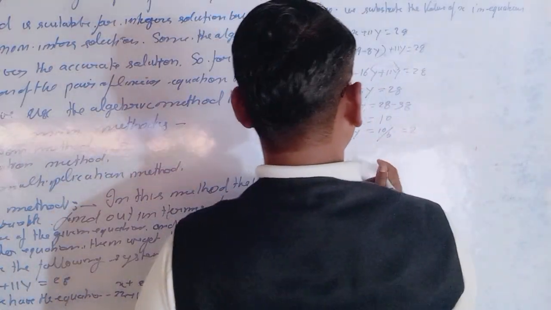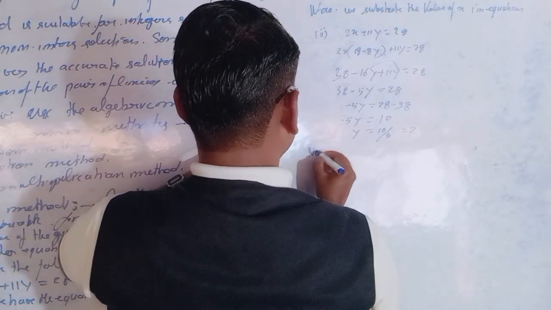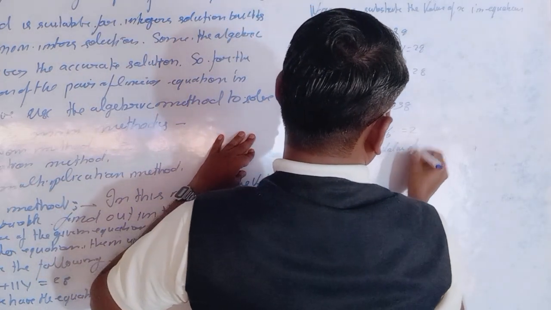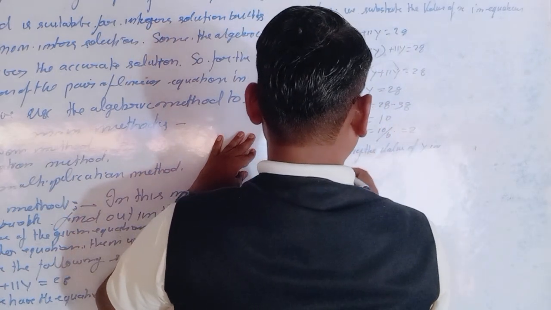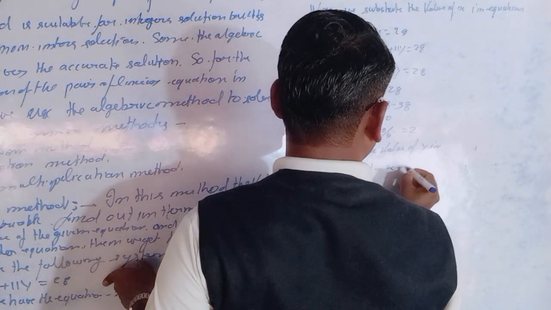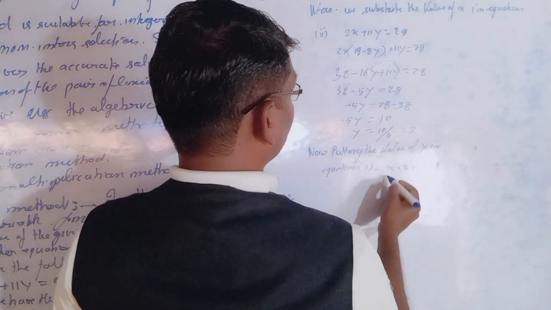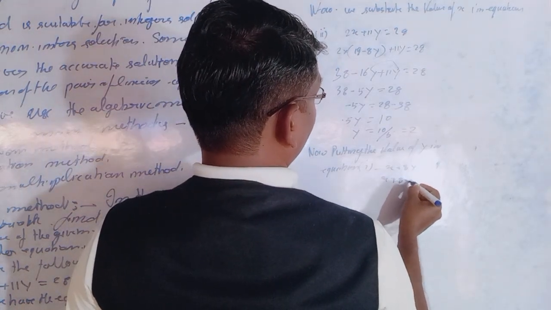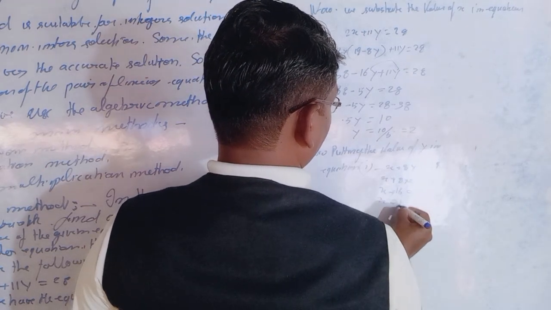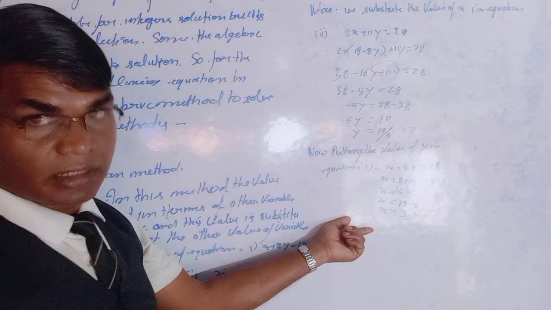Now substitute this value in the first equation, putting the value of y in equation one, x plus 8y is equal to 19. So x plus 8 into 2 is equal to 19, x plus 16 is equal to 19. So x is equal to 19 minus 16, so x is equal to 3. So the value of x we have got here is 3.